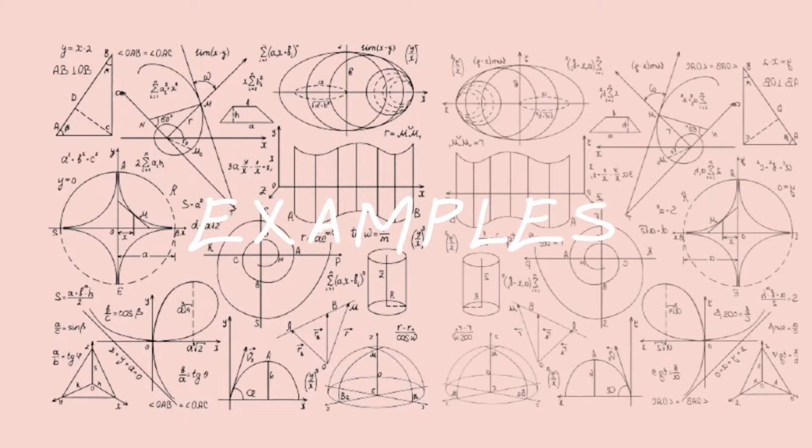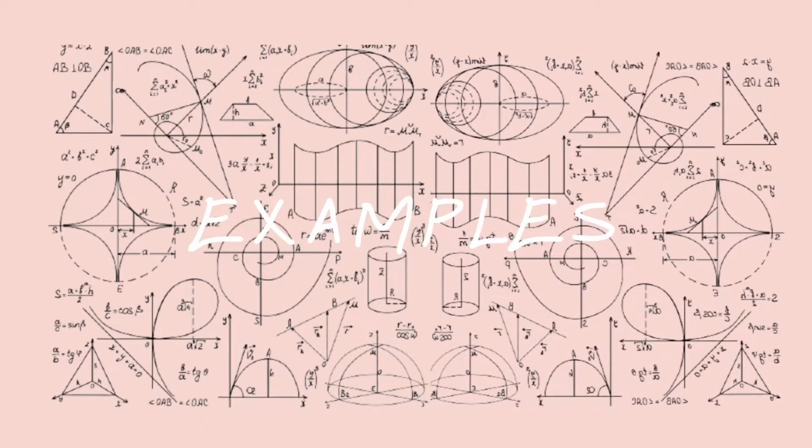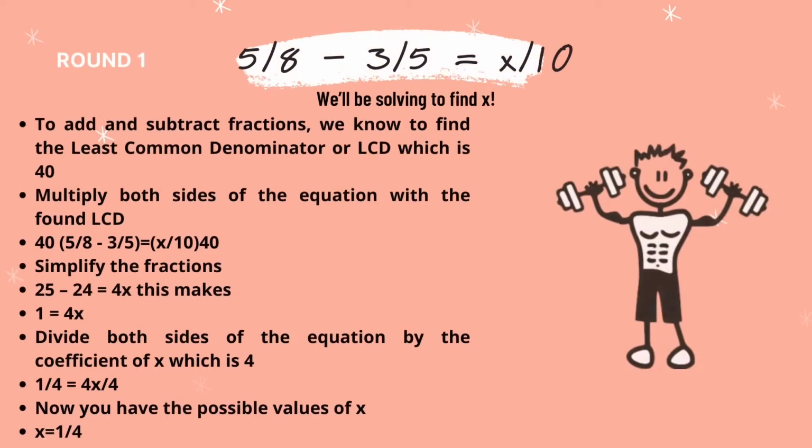Moving on to the steps in solving these equations, your first thought should be to simplify and eliminate all fractions. Here are a couple of examples. First, let's consider the rational equation 5 over 8 minus 3 over 5 equals x over 10. We'll be solving to find x.